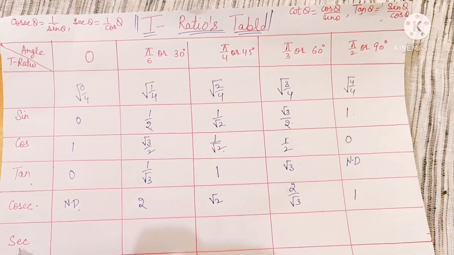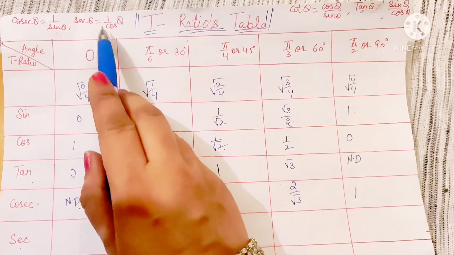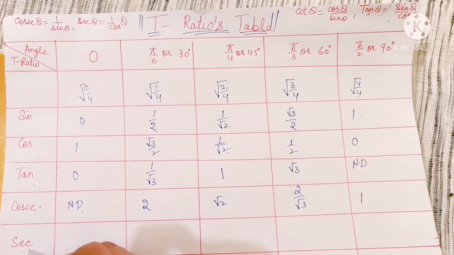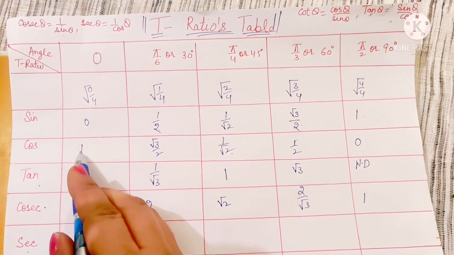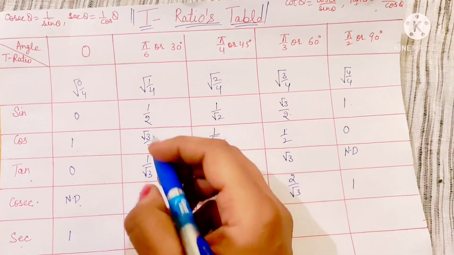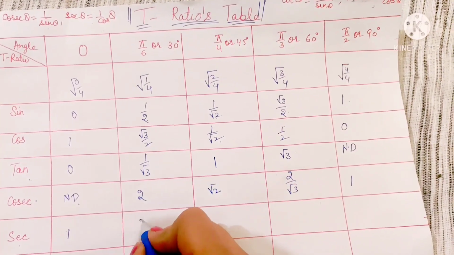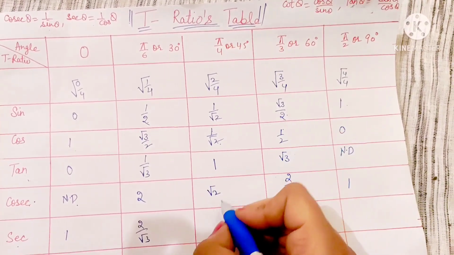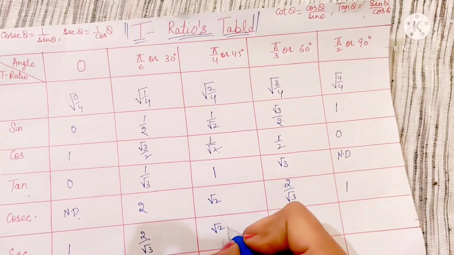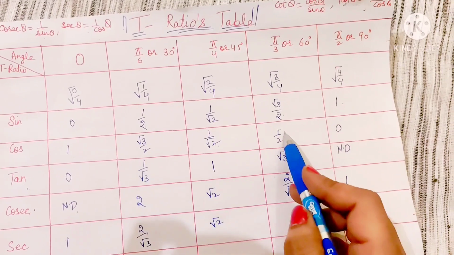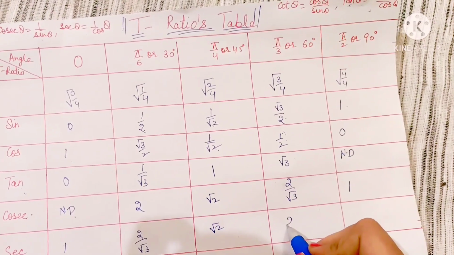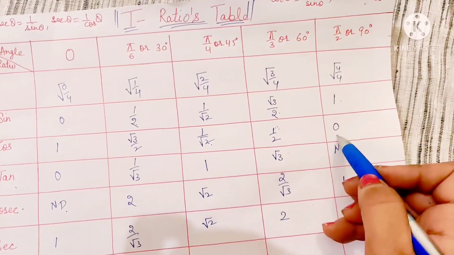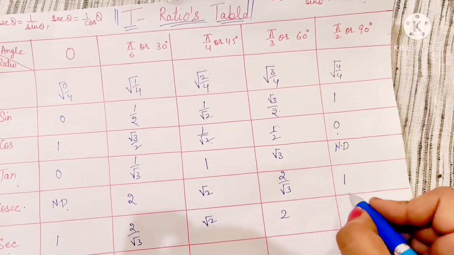Now for the ratios of secant theta. Secant theta is equal to 1 by cos theta. So reciprocal of 1 is 1. Reciprocal of under root 3 by 2 is 2 by under root 3. Reciprocal of 1 by under root 2 is under root 2. And reciprocal of 1 by 2 is 2. And reciprocal of 0 is not defined.